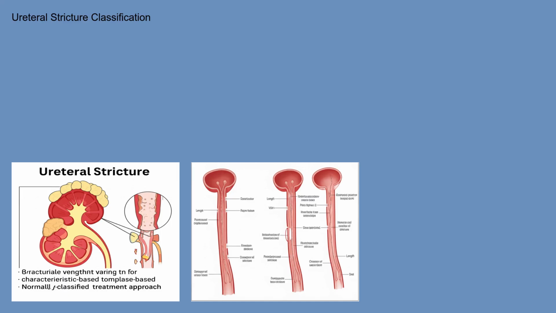While ureteral strictures aren't typically classified into distinct types in the same way as some other conditions, they can be described based on their location, length, and cause. For example, a stricture can be described as proximal, mid, or distal, referring to its location along the ureter. They can also be described as short or long segment strictures. Understanding these characteristics helps guide treatment decisions.